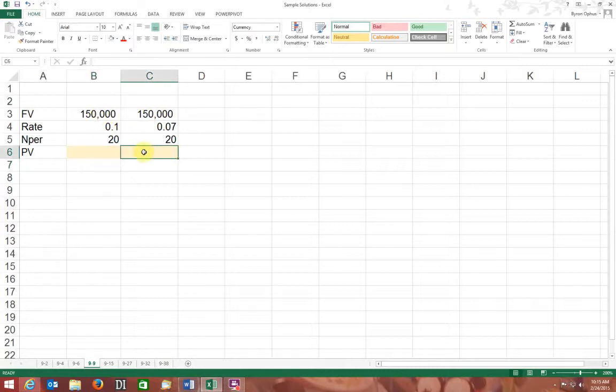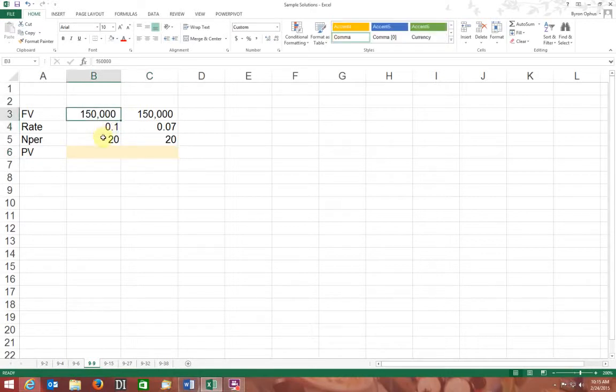And this is a good lesson, okay? Because the way I'll look at it is this: if this is a higher interest rate, the other things being equal, I would need to invest less money today in order to have a future value of $150,000 as compared to this one, right? And so I'm going to expect that this answer is smaller than this answer. Hopefully I got that right.